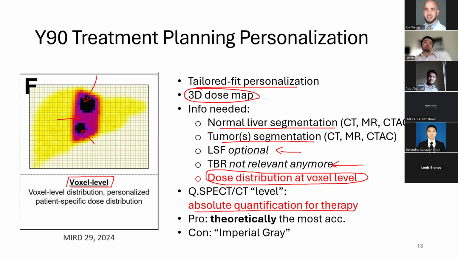This is for therapy. The pro is that it's theoretically the most accurate, because you do not make any assumption of the distribution. However, the con is that we still assume that the 3D dose that we calculate, or derive, is accurate, right? It's been shown in multiple studies looking at Y90 that different groups do it differently, and the numbers are all over the place. That's what I call imperial grade. It's almost like back in the day when people used length units such as feet.